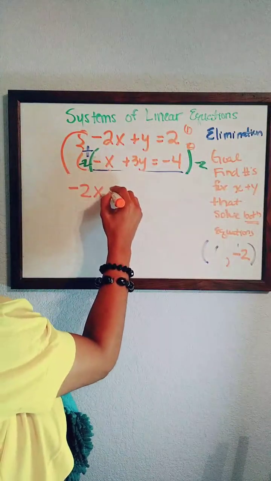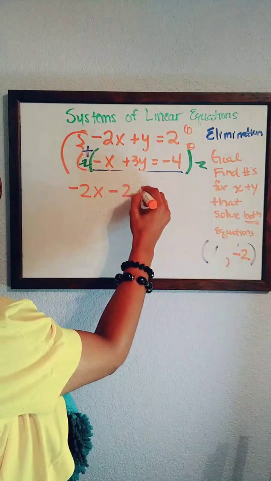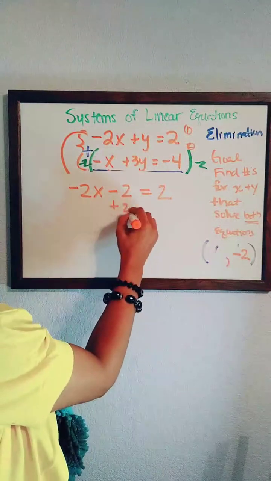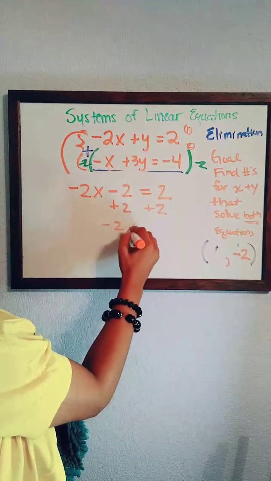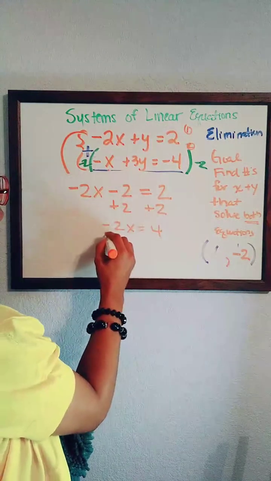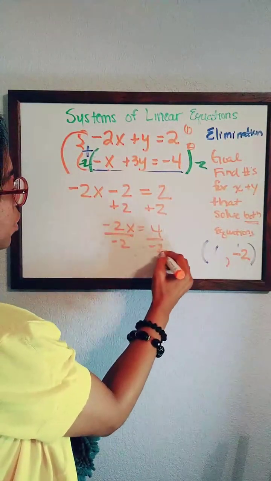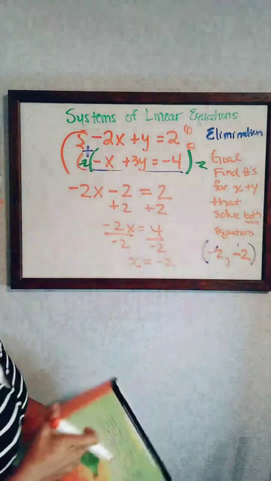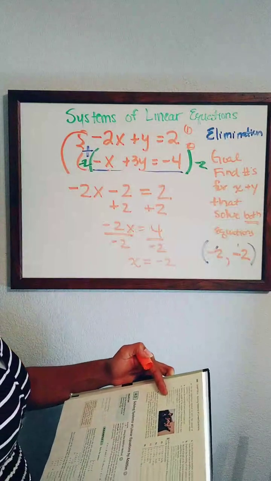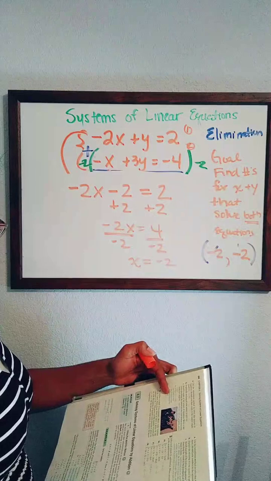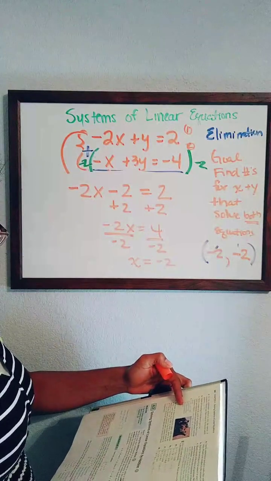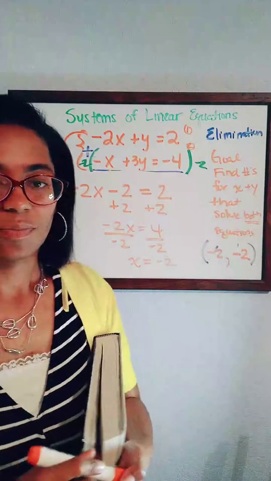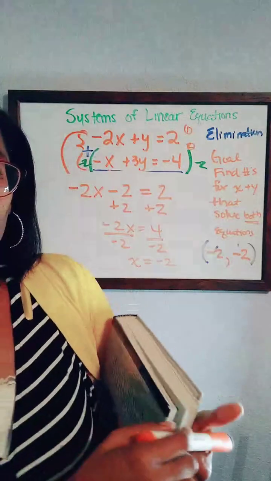Negative 2x minus 2 is equal to 2. Oh, that's a lot of 2's. My goodness. Add 2 to both sides. Negative 2x is equal to 4. Divide both sides by negative 2. X is equal again to negative 2. Let me make sure that's right. Yep. Negative 2, negative 2. We got the answer right.